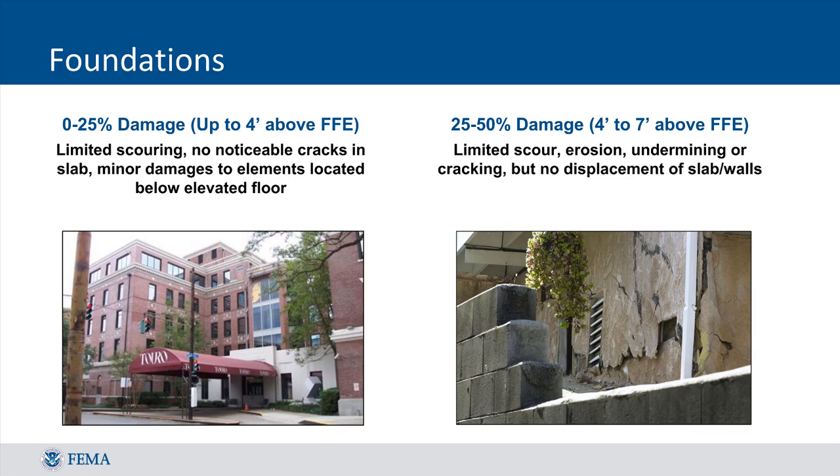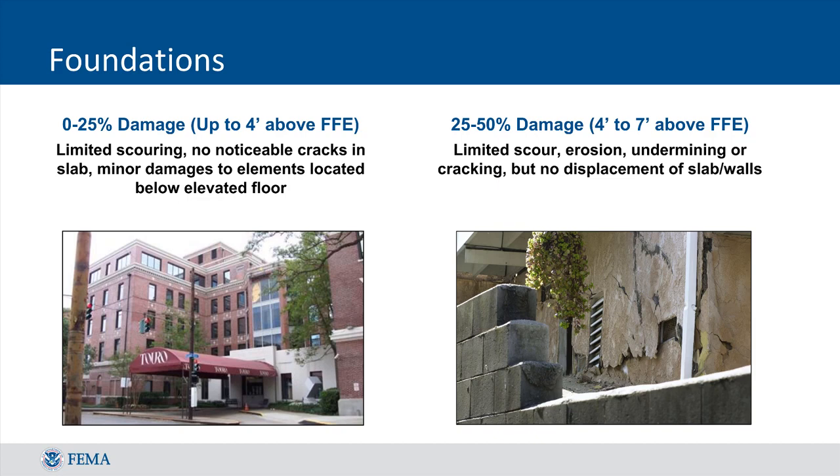For example, you will evaluate foundation damage for a non-residential structure in the same way that you would for a residential structure. Structures in the 0 to 25% range will likely only have limited erosion or scour around the base, and there will not be any physical damage to the foundation itself or displacement of foundation walls. The photo on this slide would fall into this range as there is limited damage to the foundation with almost no damage to the structure's base.